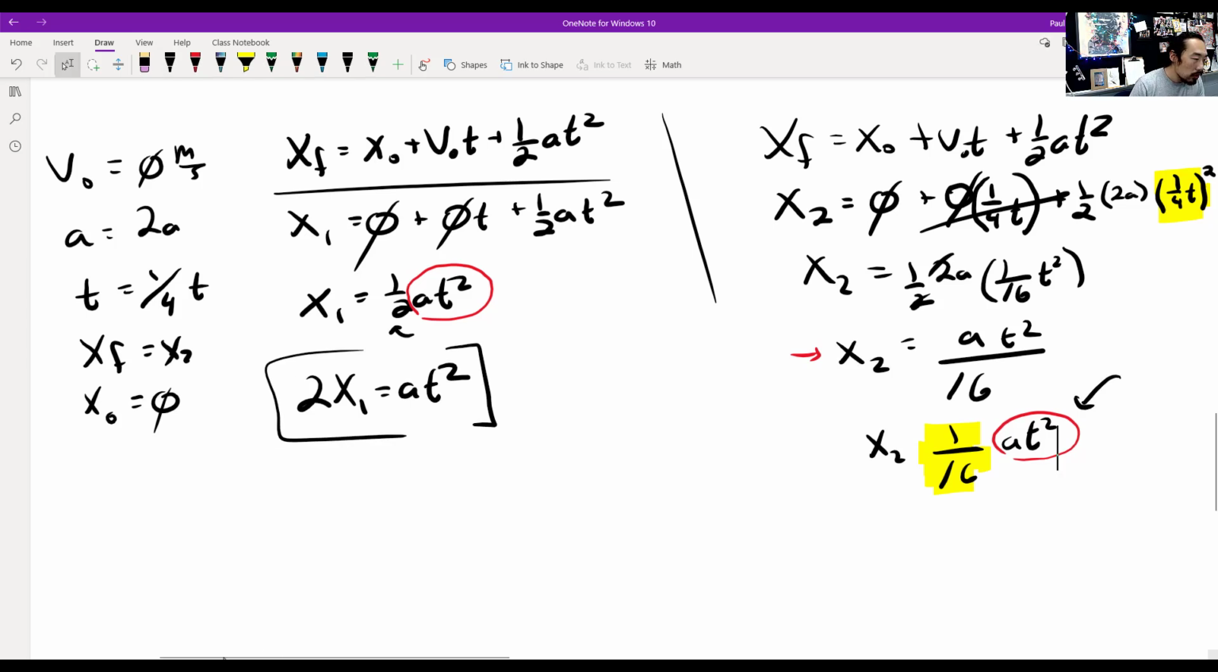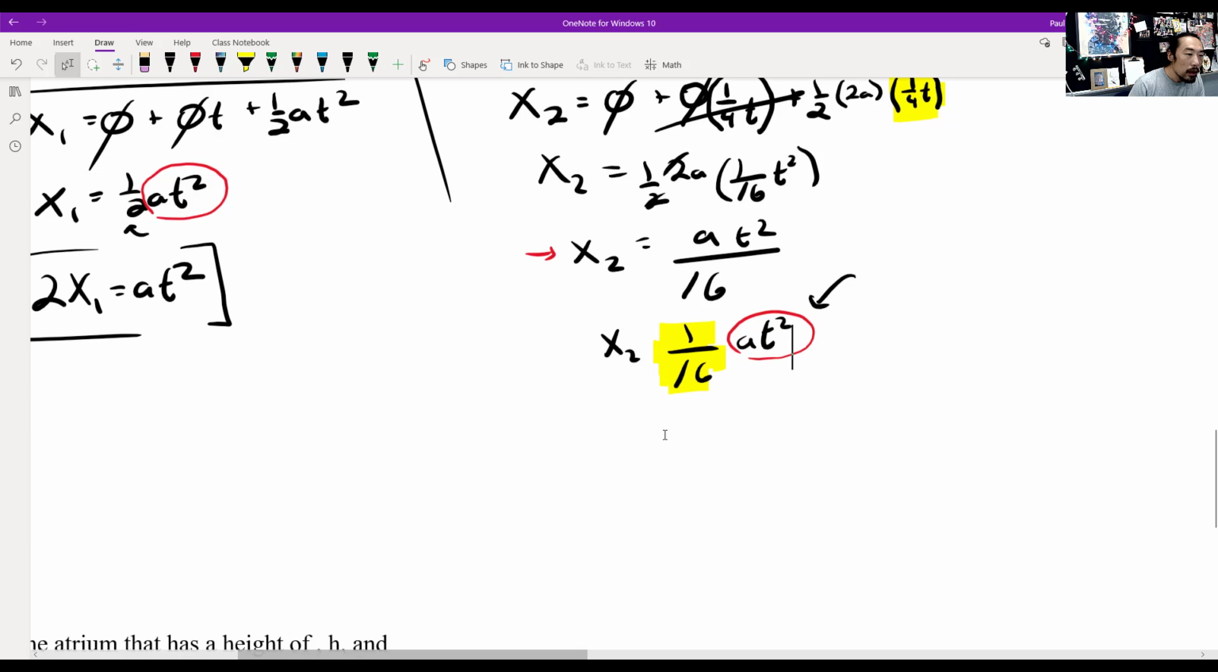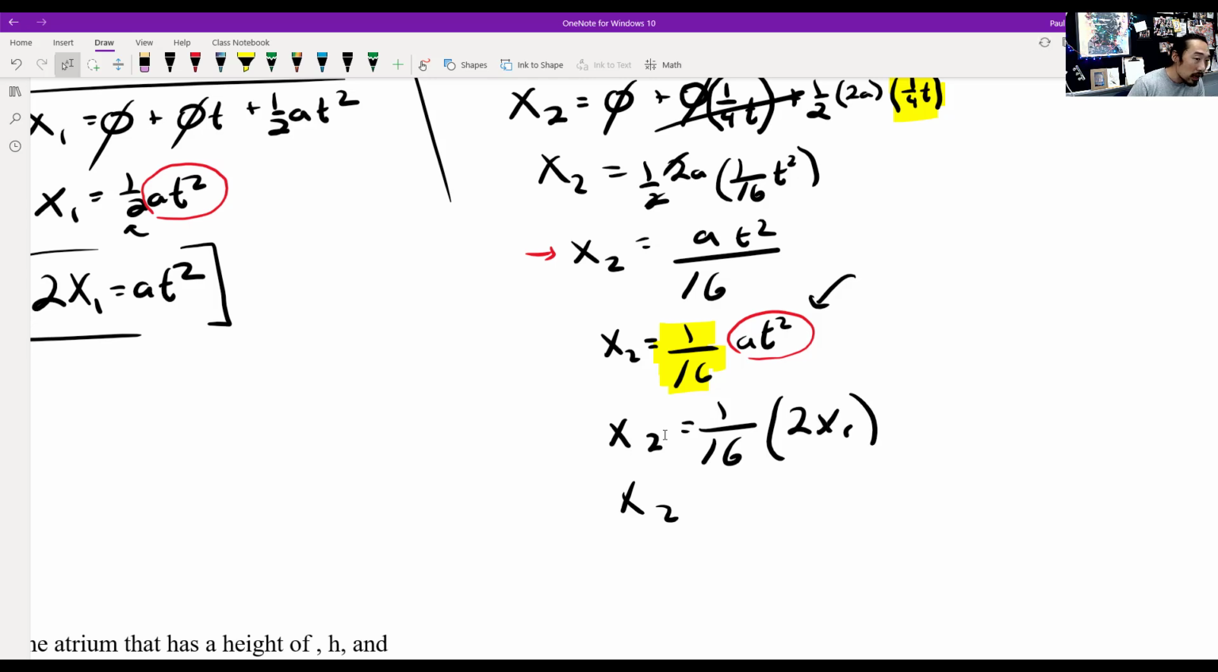So if I do that, we will get x2 is equal to a 16th, and my substitution I always like to do in parentheses, at squared is equal to 2x1. If we clean that up, 2 divided by 16 gives us an eighth. So x2 is an eighth of the distance of x1. If you look at your answer and notice that everything is in terms of x1, we can say that x1 is also equal to 8 times the distance of x2.